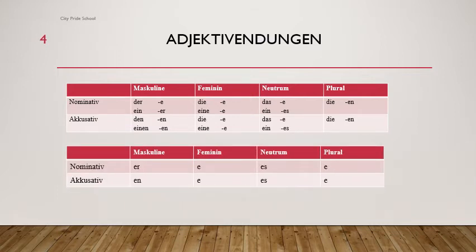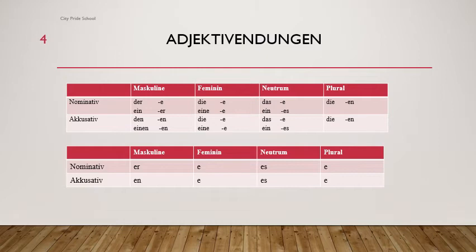The second table is used whenever there is no article before the adjective, or if there are numbers before the adjective, like zwei, drei, hundert, such type of numbers, then also you have to use the second table. While using the second table, you have to be more careful. You have to know the article of the noun as well as the case of the noun. So let's see the table.